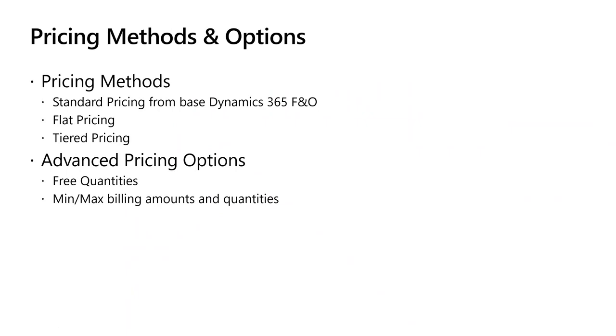I briefly mentioned this already. So pricing methods are standard trade agreements from finance and operations, or the base list price that's on a released product. In addition to that, we have flat pricing. Flat pricing is effectively an overridden price. So if either the product doesn't have an established catalog price, or there's no trade agreement in finance and operations to represent that, or the customer has a custom price not represented as a trade agreement, flat pricing can handle any scenario that is not handled by trade agreements.